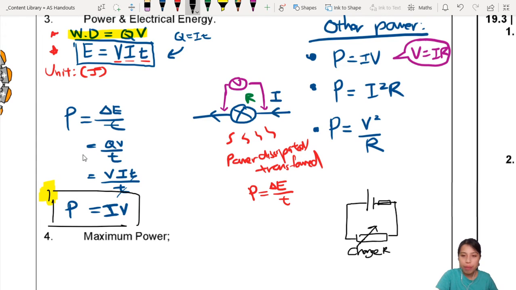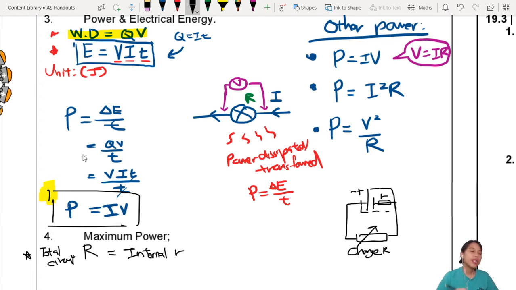Also, this one should have EMF inside and then the internal resistance. So as you change your R, the power that you dissipate will be different. The maximum power that your variable resistor here can dissipate, means like throw out, the maximum power is when your total circuit resistance, total circuit R, equals your internal resistance, internal R, this R. This is a fact you want to remember.